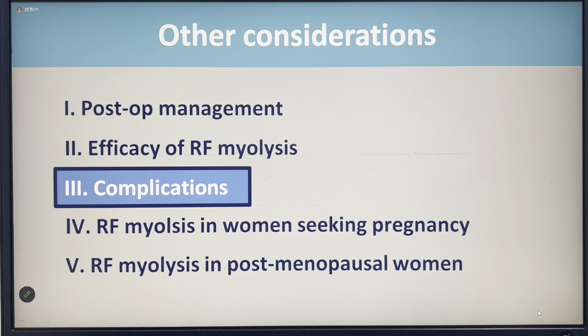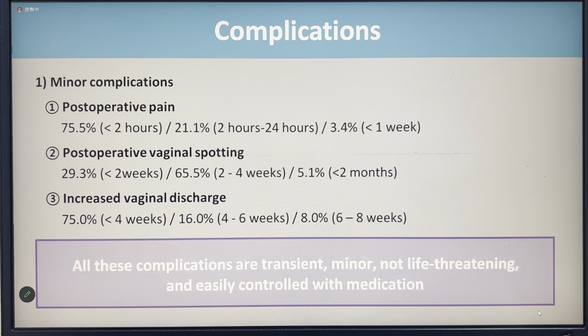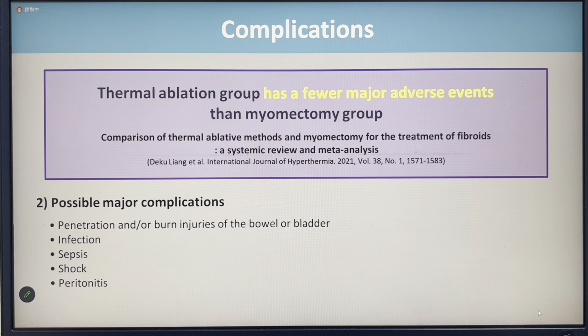Complications. There are some minor complications like postoperative pain, postoperative vaginal spotting, and vaginal discharge. But all these complications are transient, minor, and non-life-threatening, and easily controlled with medication. Thermal ablation group has fewer major adverse events than myomectomy group.